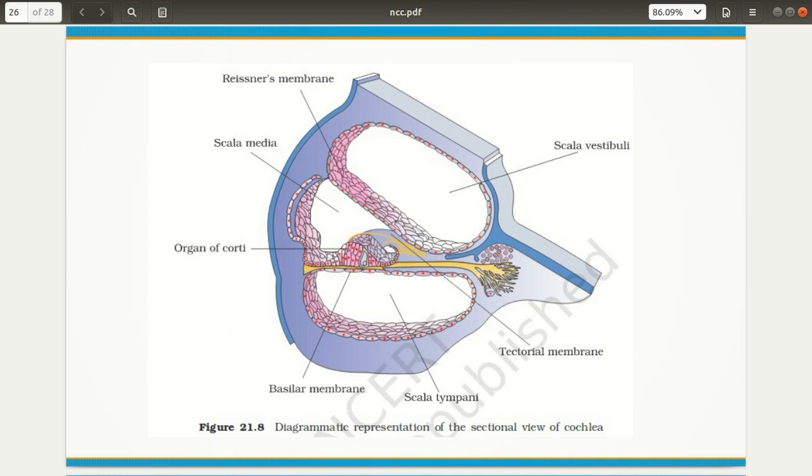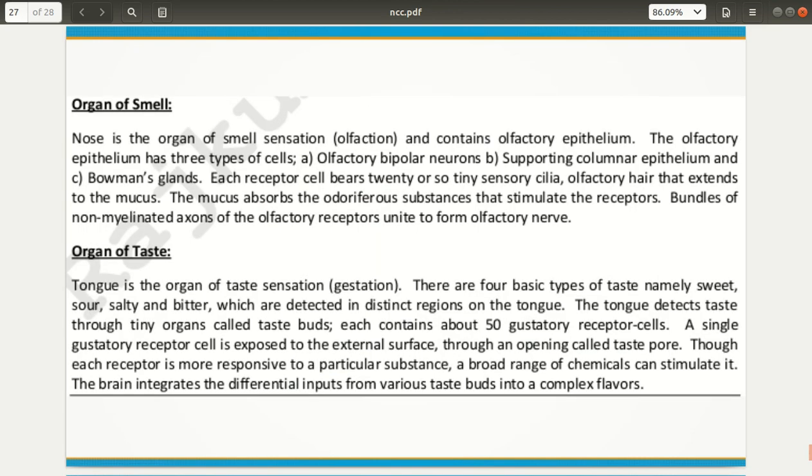This is the diagrammatic sectional view of the cochlea, which has Reissner's membrane, scala media, organ of Corti, scala vestibuli, tectorial membrane, basilar membrane, and scala tympani. This is the enlarged view of the cochlea with different zones and areas, as well as membranes that we should remember.